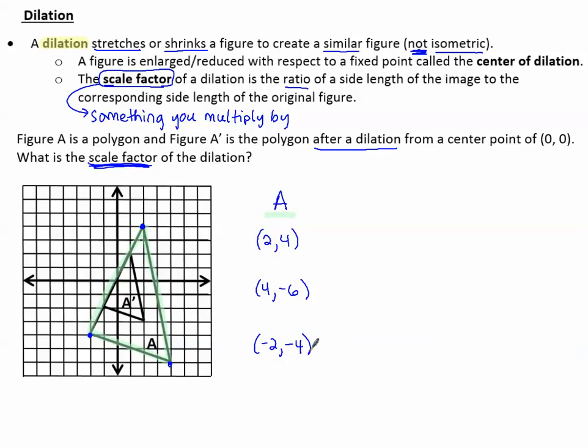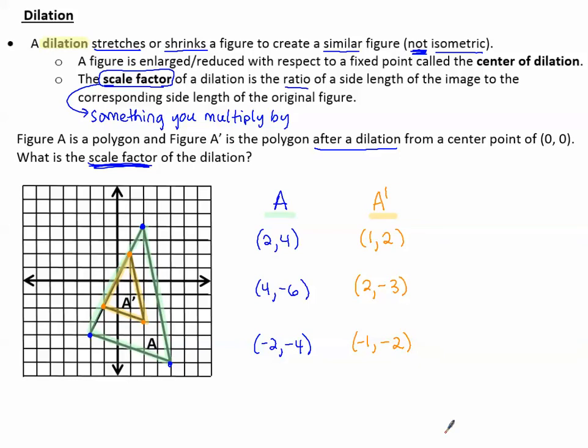And now let's write down the coordinates for the smaller triangle, the image, the one that I've highlighted in orange. Let's start with the top point, like we started with the top point for the pre-image. This point right here for A prime is the point (1, 2). The next point we did was this lower point. That one is (2, -3). And the third point over here, (-1, -2). Those are the corresponding vertices of the triangle.